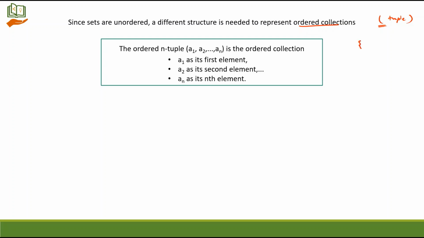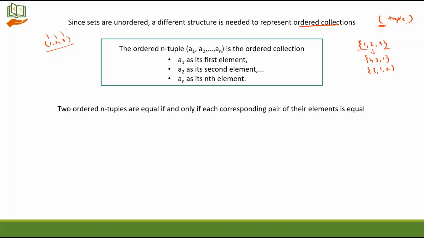When you take the set {1, 2, 3}, this can also be written as {2, 3, 1}, then {3, 1, 2}. In any way you can represent them. This is what the set notation means. But when you mean a tuple (1, 2, 3), the order stays the same, because here 1 is the first element, 2 is the second element and 3 is the third element. Two ordered n-tuples are equal if and only if each corresponding pair of their elements is equal.